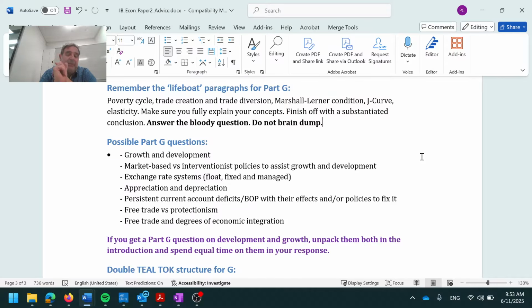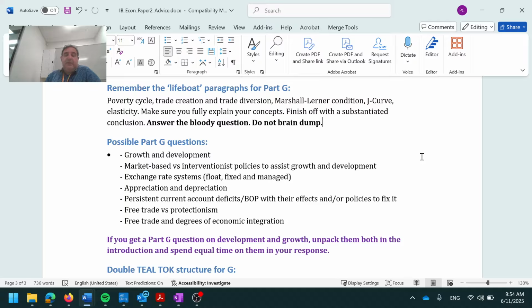Persistent current account deficits and the effects on the balance of payments. It could also be a persistent current account surplus, and then the policies that would be needed to fix those issues, and then when you do that, the plus and minuses there. There could be free trade versus protectionism type of question. So it could be a case study where the country is moving towards freer trade, or it could be the opposite, where they're starting to raise protection barriers. That could be a question too.